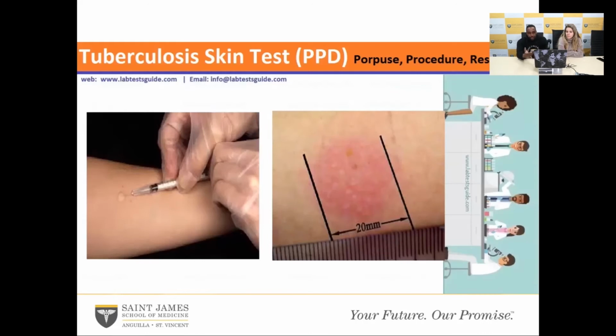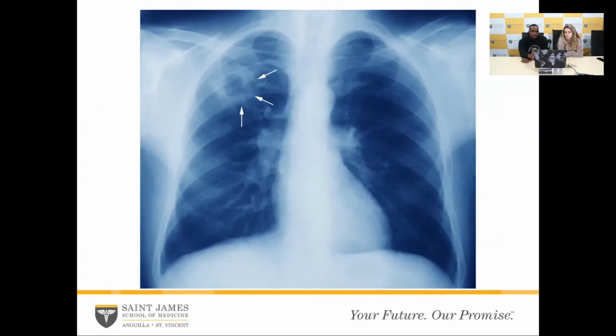All right, so this is what it looks like. On the left, you'll see someone injecting some of the purified protein into the skin. We leave it there, check 2 days later, and this is an abnormal test. It is larger than 20 millimeters or 2 centimeters, and then we go back and we'll have to treat. We'll do a chest x-ray. Based on those findings, we'll determine what type of treatment we give them. And this is what a chest x-ray looks like. In the top corner, you'll see a Ghon complex, which is reactivated TB.